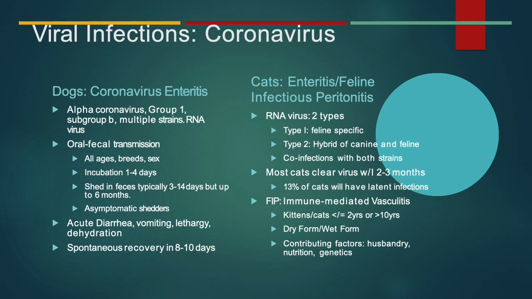Sometimes it sets off that immune system to not only try to kill it, but kill everything around it. And that gives us our dry form and our wet form of feline infectious peritonitis. And because of that, it causes a lot of inflammation of the blood vessels. There are some contributing factors.